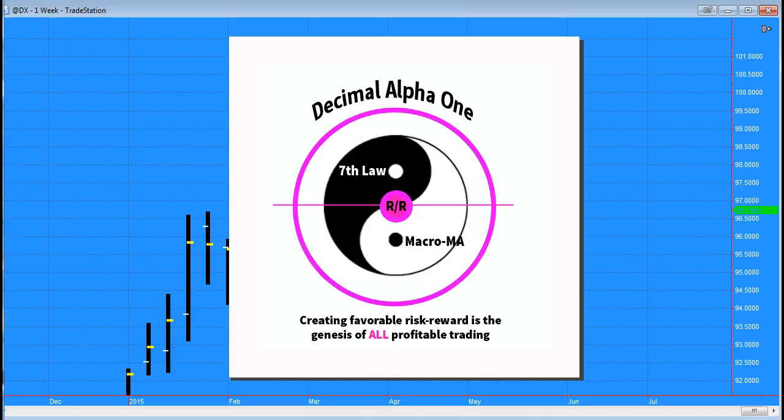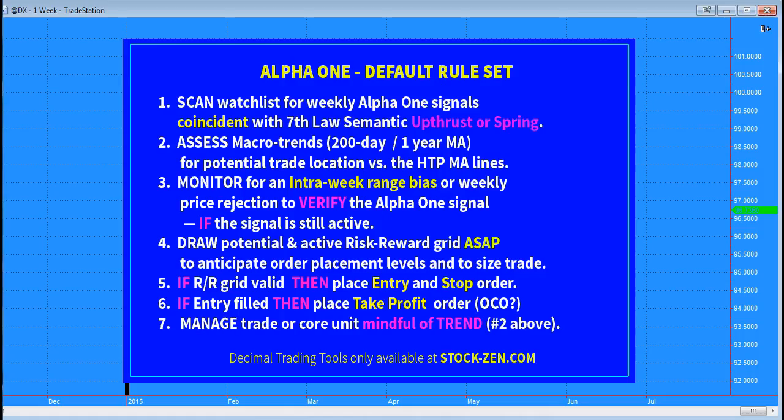Finally, we add the secret ingredient, the life plasma at the very core, which is to base all actions and to define our order placement based on risk-reward relationships, because, as Jones predicates, the genesis of all profitable trading is creating favorable risk-reward trades. So now, based on this construct, we can articulate a rule set that is as simple as possible, but no simpler. This rule set controls how we intend to make decisions around our model construct. We'll call this example the Alpha 1 default rule set.